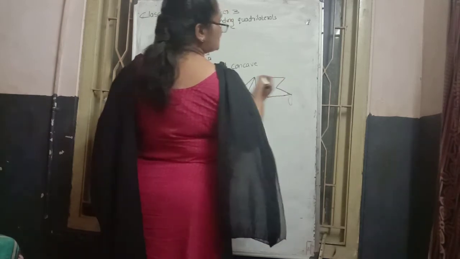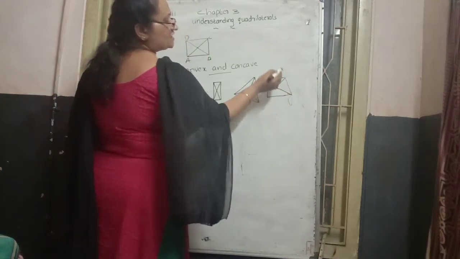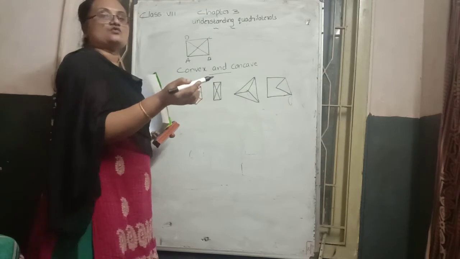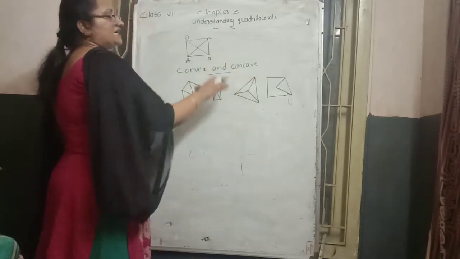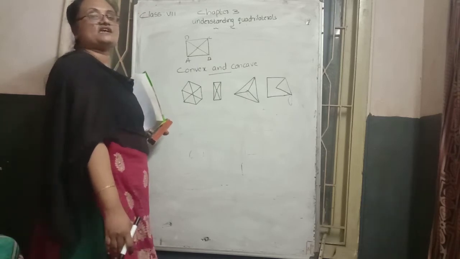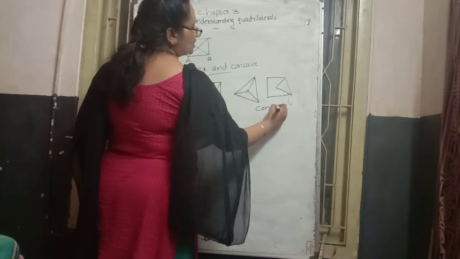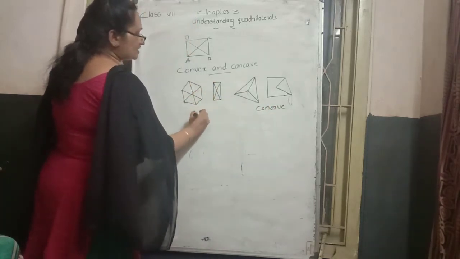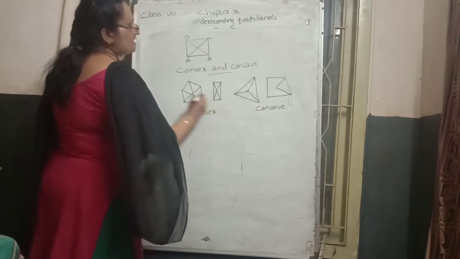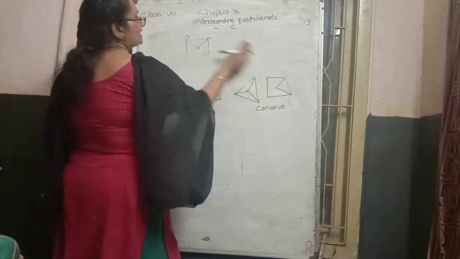This type of diagram. See here also, we can join these two vertices by a straight line, so the diagonal is coming outside only. So what we can say here is, if the diagonal line segments are coming outside in such a type of figure, we call it a concave polygon, and if the diagonal is coming inside, then we call it a convex polygon. These are the convex and concave polygon cases.